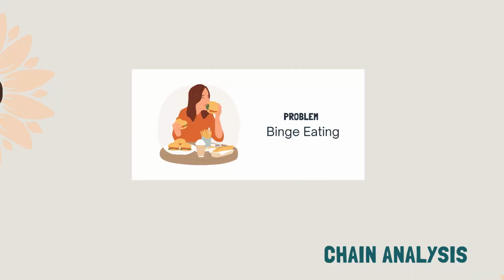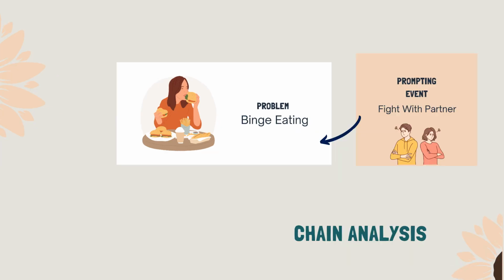We start by identifying the problem. So what do you want to change? Let's say that I just had an episode of binge eating and I feel terrible. Next, we want to find the prompting event or the thing that set everything in motion. The thing that set it in motion was that I had a disagreement with my partner.